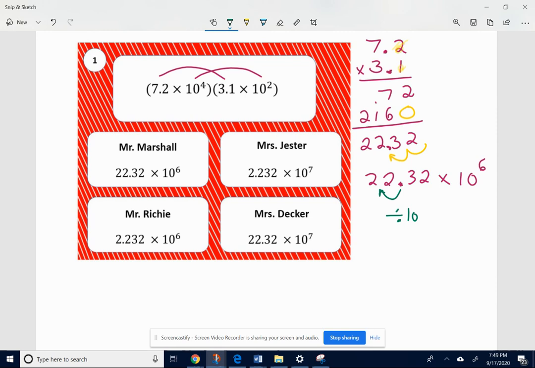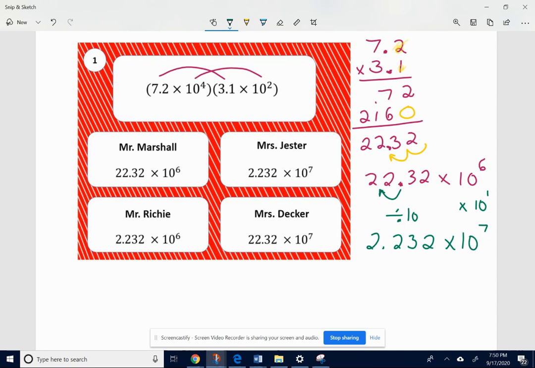I took my answer and divided it by 10, so I don't have the same answer anymore. So what I need to do is take the same big answer and now multiply it by 10, so I get back to the original number that I started with. So I put times 10 to the 1 on that part of the number. That gives me 2.232 times 10 to the 1. When you multiply powers, you keep the base and you add. 6 plus 1 is 7. So that would be Mrs. Jester.